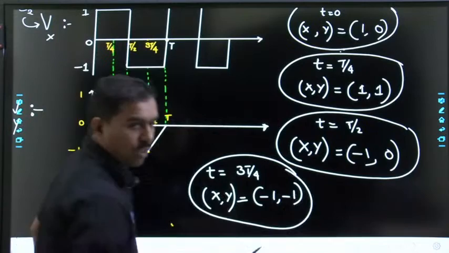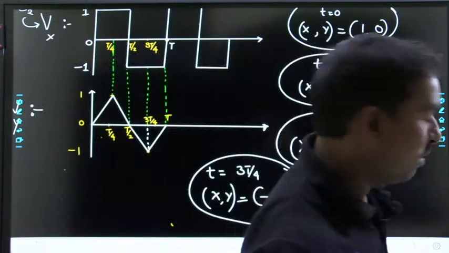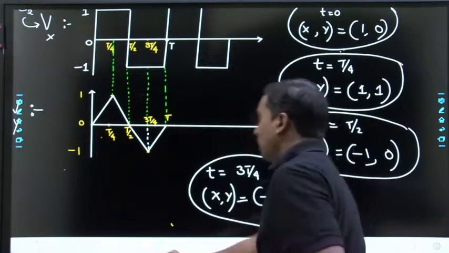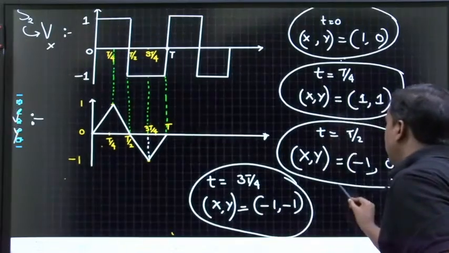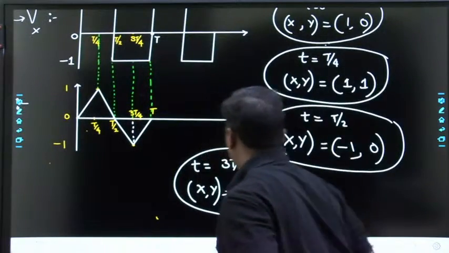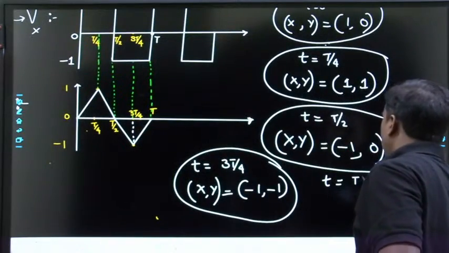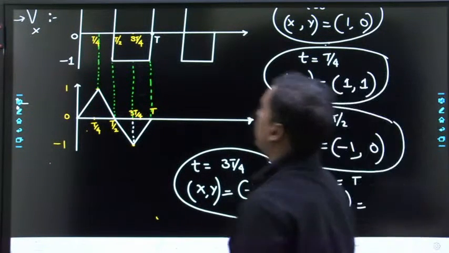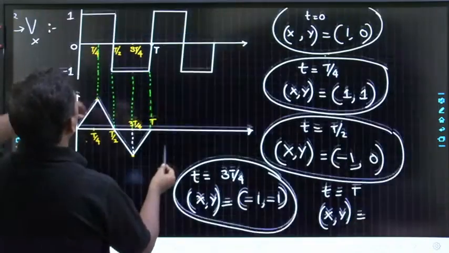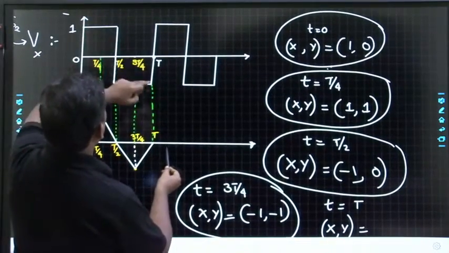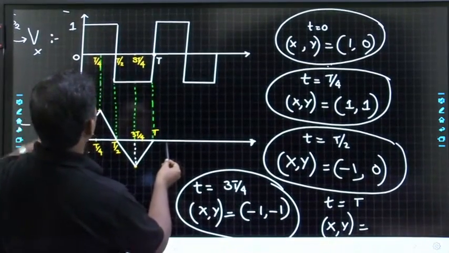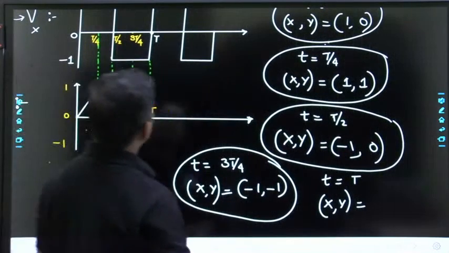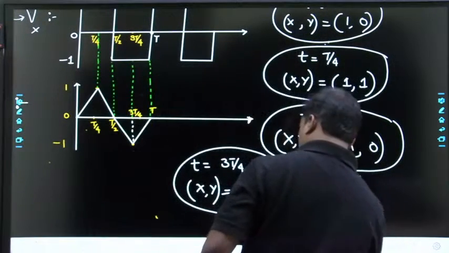I am waiting for response. I need a response. Last step. At t is equal to t, what are the x components and y components? At t is equal to t, x is equal to minus 1, no? X is equal to minus 1 or not? Yes, it is minus 1.